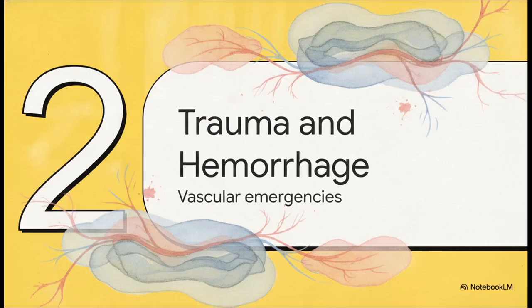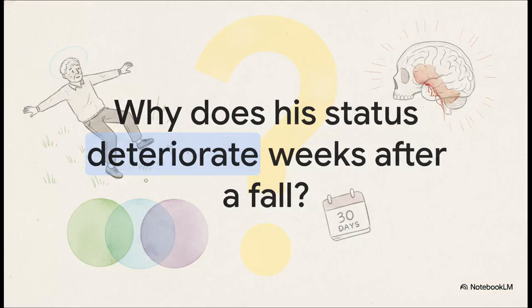Moving right along to section 2, head trauma and hemorrhage. We are looking at vascular emergencies now. Okay, imagine this scenario. A 6-year-old man takes a tumble in a park. It's a super minor head injury. I mean, so minor he might even forget it ever happened. He is completely stable, totally fine for a whole month. But then, weeks later, he starts getting these severe headaches and his neurological status begins to rapidly deteriorate. What on earth is happening inside his skull 30 days after a simple, everyday fall?